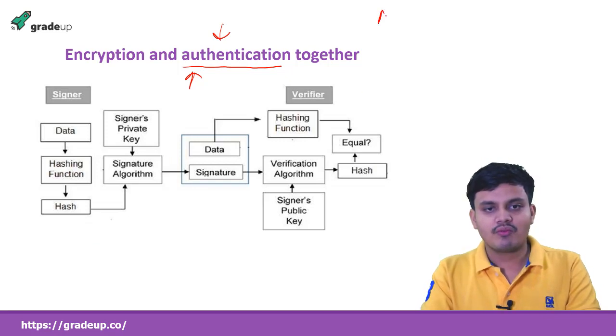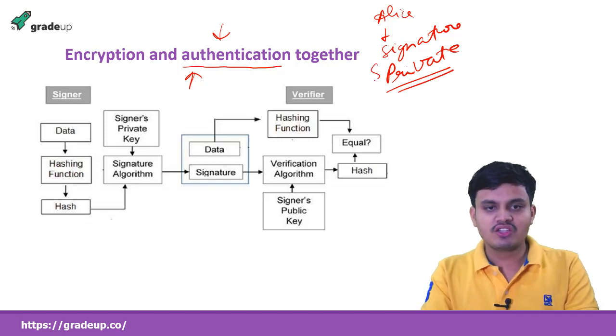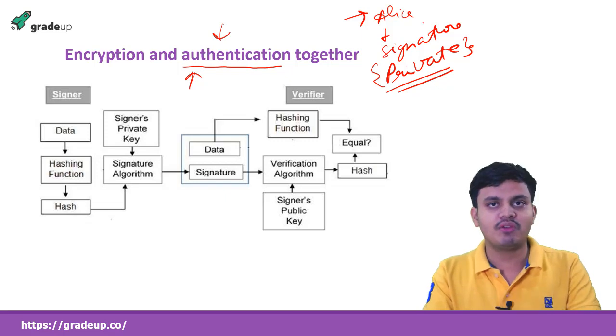When Alice is going to sign the message using her private key, which is accessed by her only, then Bob, what is he going to do? Bob uses Alice's public key and verifies that it is from Alice, and Alice's public key will be visible to everyone.